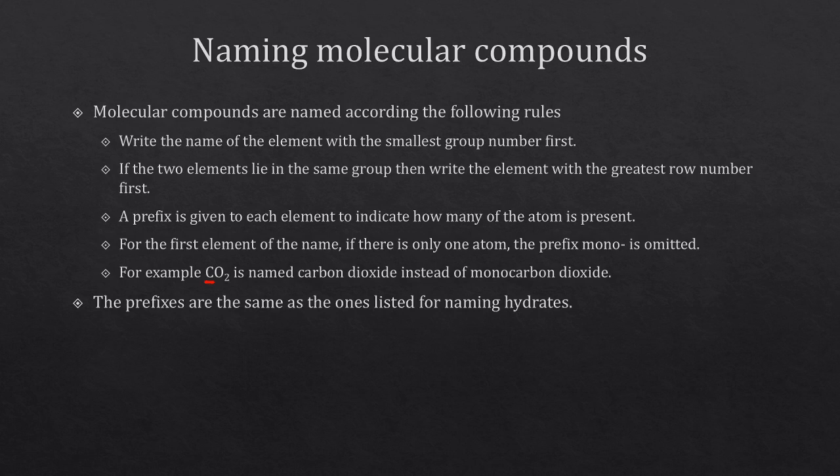So the prefixes are the same ones listed as for the hydrates, so if you learn those, you will know them for this as well. The only one that won't come up is hemi, because you're not going to have half an atom in our molecular compound, because they can't have half a carbon here. So we won't have to worry about that one, but all the others will come up.